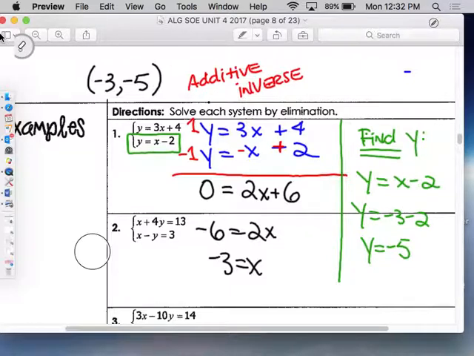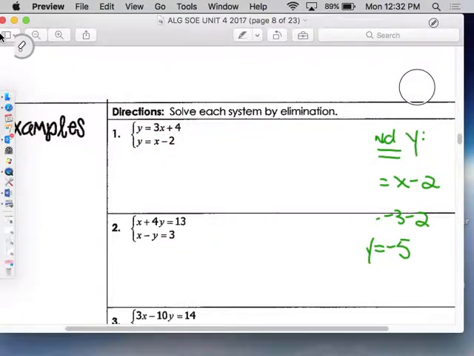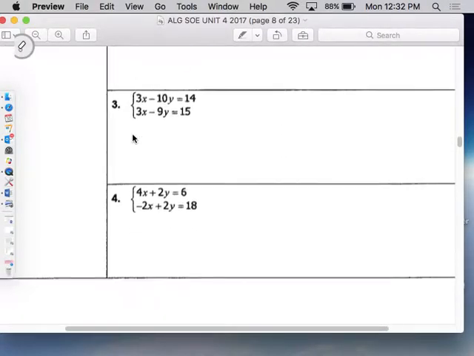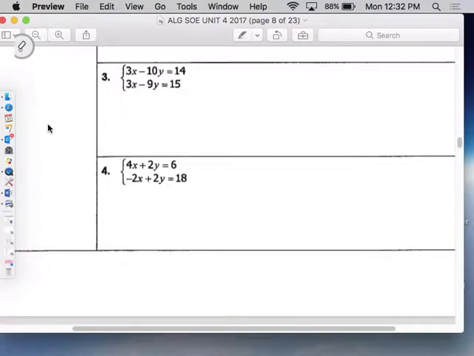Let's do another problem. And now let's move on. Let's look at problem number 3 on the video. So in problem number 3, everything is lined up. I'm going to recopy.